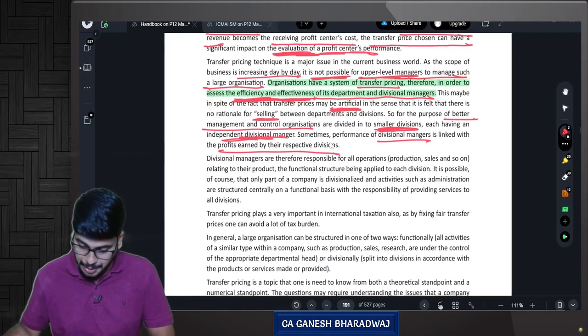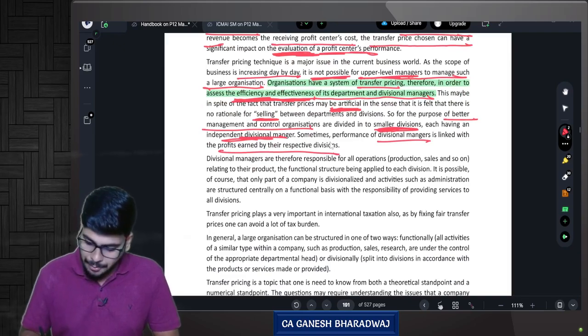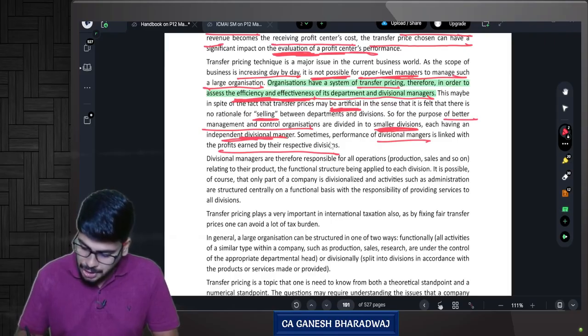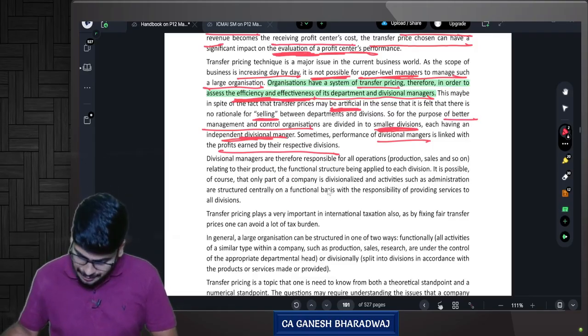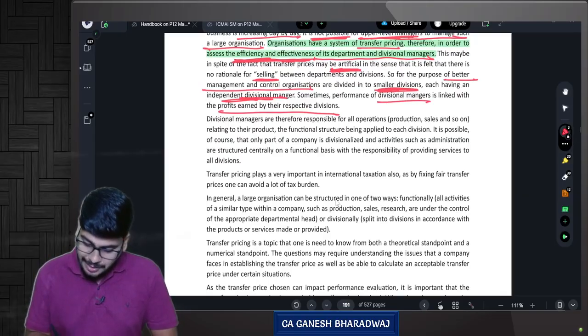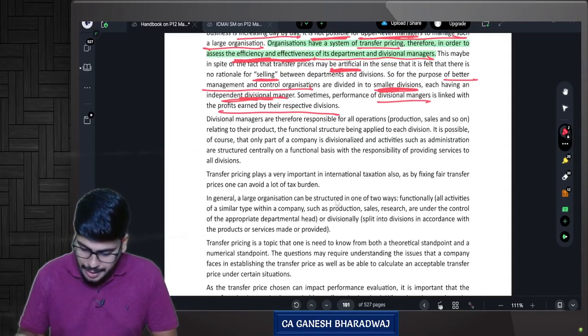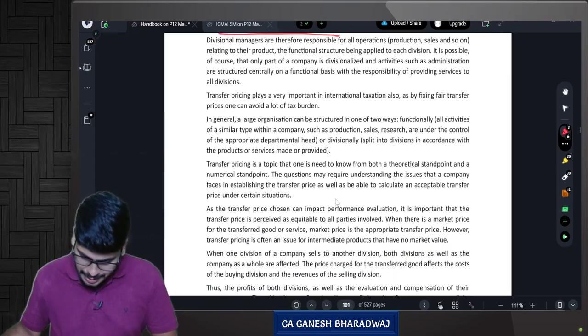This is also possible, right? Divisional managers are therefore responsible for all the operations relating to their products, the functional structure being applied to each division. It is possible, of course, that only part of a company is divisionalized and activities such as administrative. So they have given certain things. Fine, never worry about it. Next, transfer pricing plays a very important role in international taxation. Also, we will see what that is.